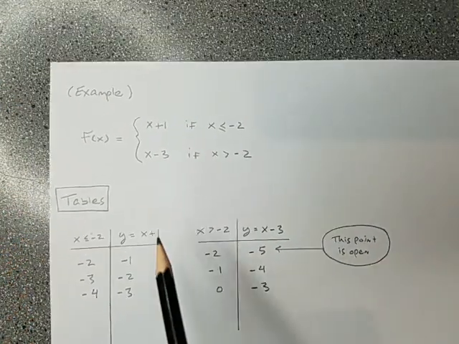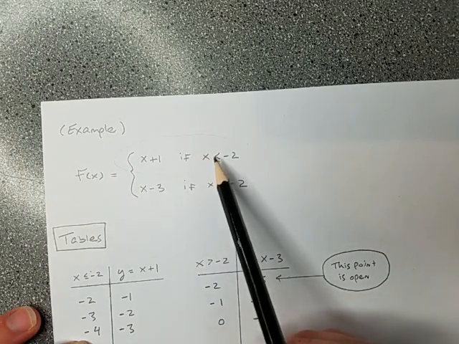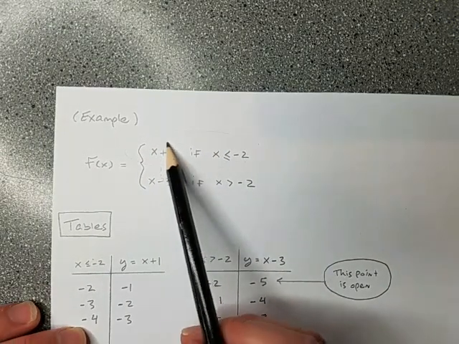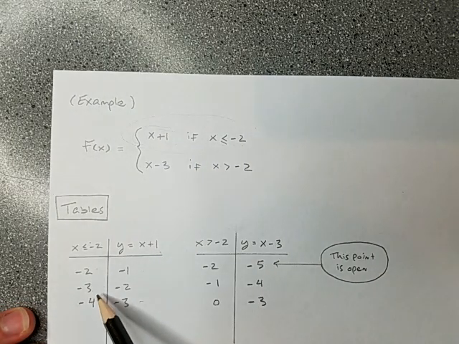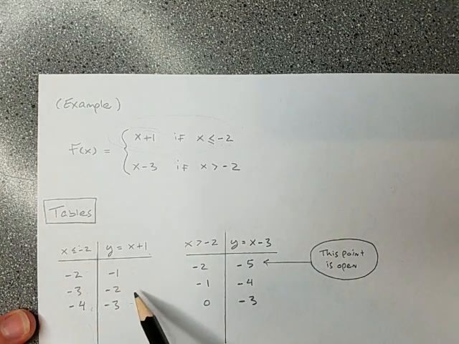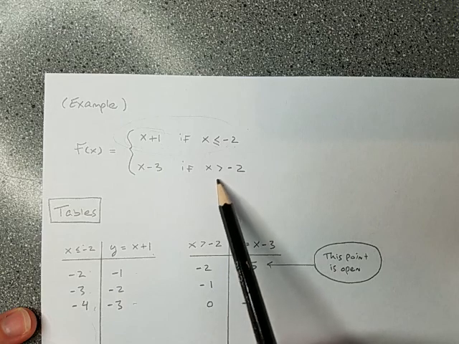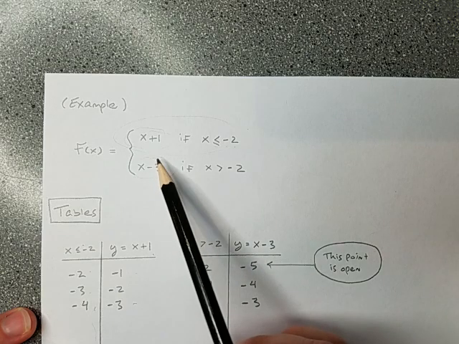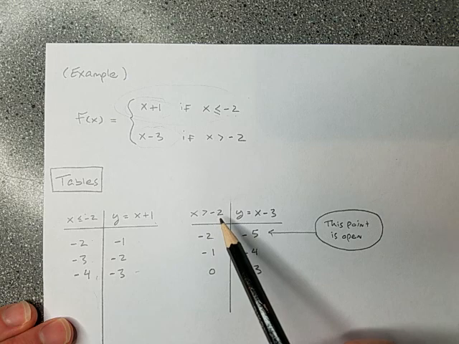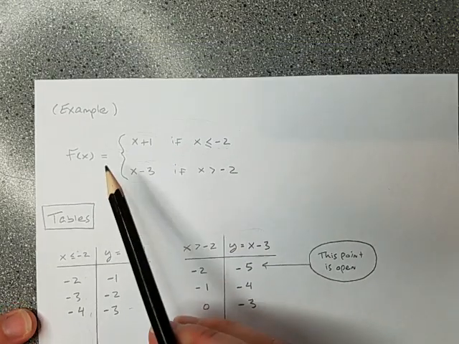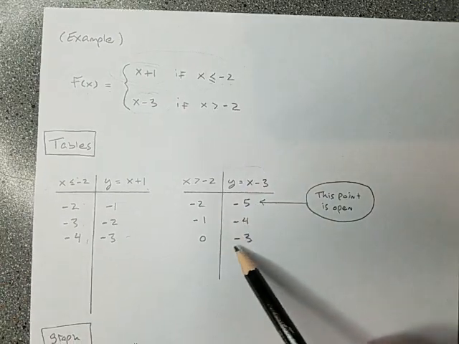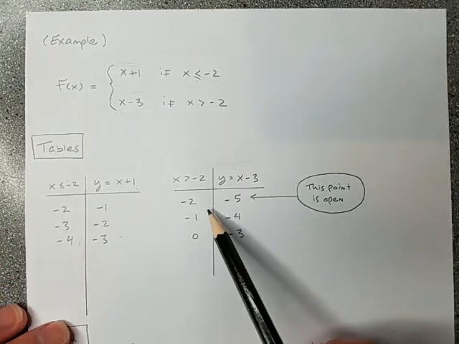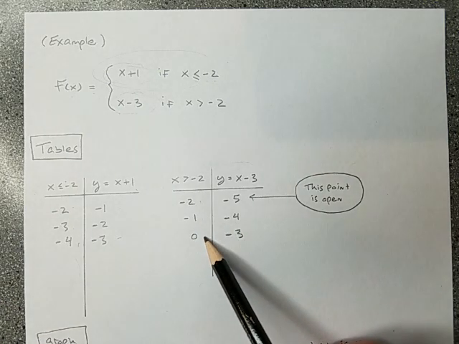So I say, well, part of this is that if x is less than or equal to negative 2, I put it in there, and that's how I get y. So I did negative 2, negative 3, negative 4. I could keep going if I wanted to, but I think this is enough. This other one, if x is greater than negative 2, it goes in this formula, y equals x minus 3, and I get my x's and y's for that. Greater than negative 2, so negative 2, negative 1, 0.